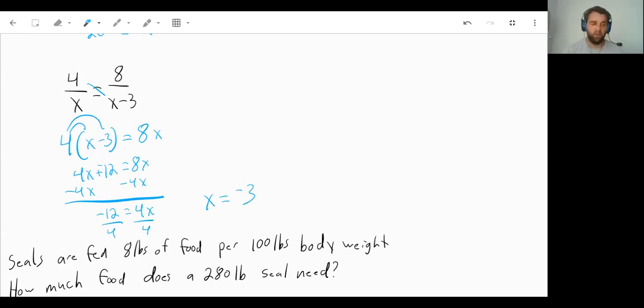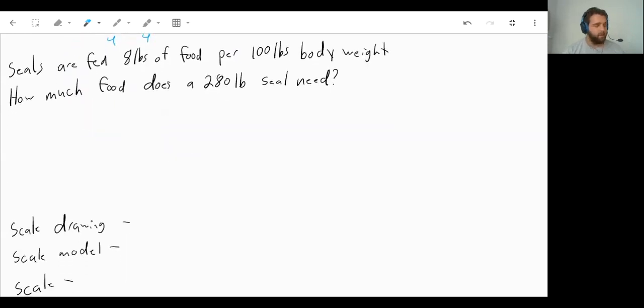So that's how you can start tackling cross products some. So here's a word problem. Each day, the seals at an aquarium are fed 8 pounds of food each for every 100 pounds of their body weight. A seal at the aquarium weighs 280 pounds. How much food should that seal be fed per day? Well, we know that if the seal weighs 100 pounds, they're going to be fed 8 pounds of food. Well, now we know that this seal is 280 pounds, so how much food does it need?